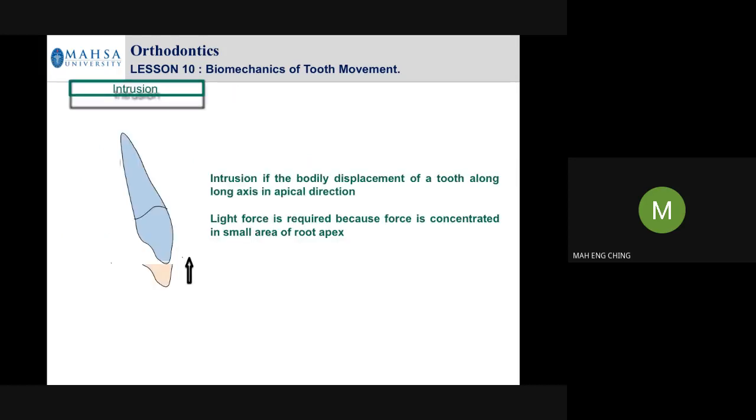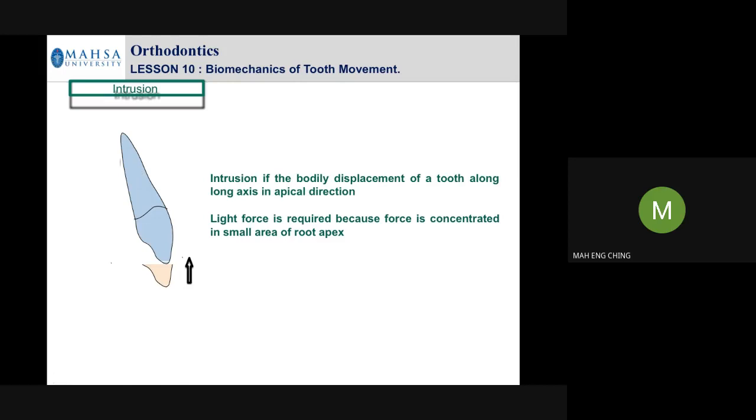So intrusion, very simple. Intrude means to bring the tooth into the gum or the periodontal support. Intrusion is the bodily displacement of the tooth along the long axis in the apical direction. If the tooth moves apically, into the bone or into the gum, we call it intrusion. Light force is required because the force is concentrated in a small area of the root apex. Imagine if you intrude the tooth, the force is concentrated on the apex, which is a very small area. So you should apply very gentle force to avoid root resorption.